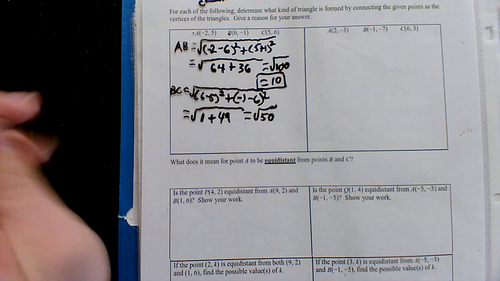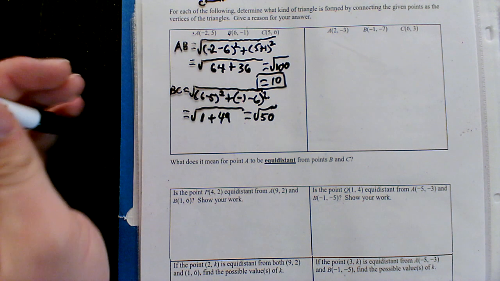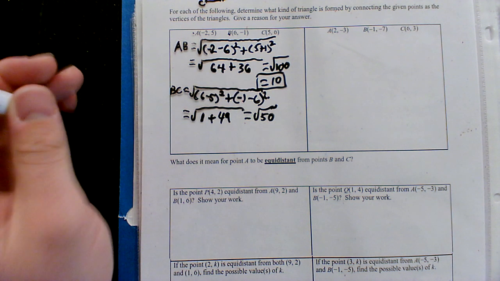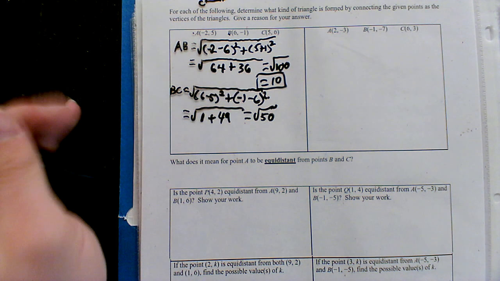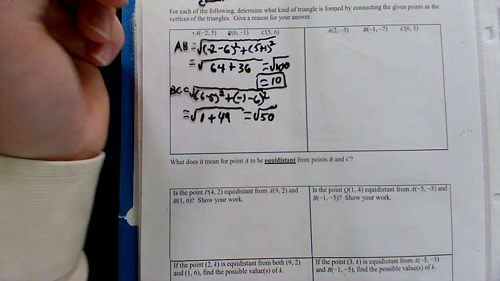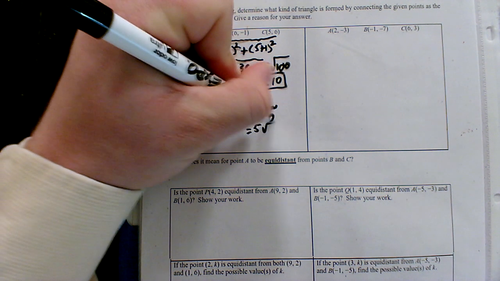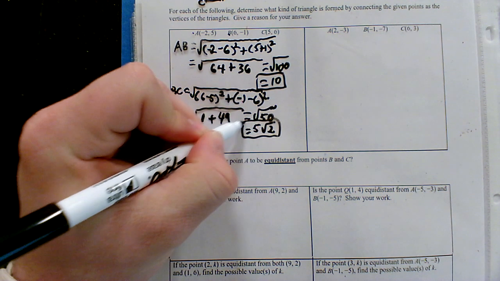Now I could see where this could break down to something a little simpler. Anybody else see it? Square root of 50 could be broken down. What is the square root of 25? 5. So we're going to have 5 square roots of 2. That's our second answer.